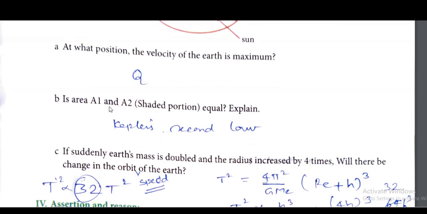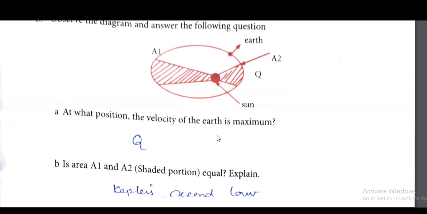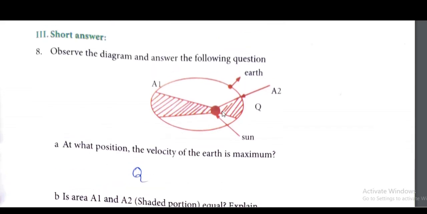If areas A1 and A2 are equal, explain. Yes, this area and this area are one and the same, because of the law of equal areas. This law is also called the law of equal areas. The planet sweeps out equal areas in equal intervals of time, okay?